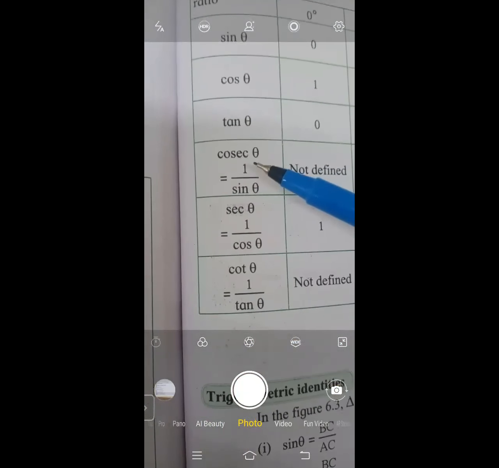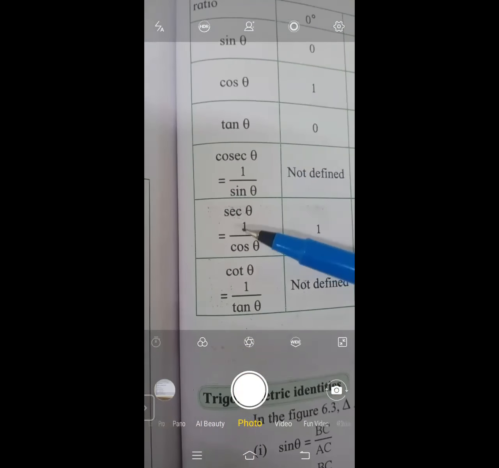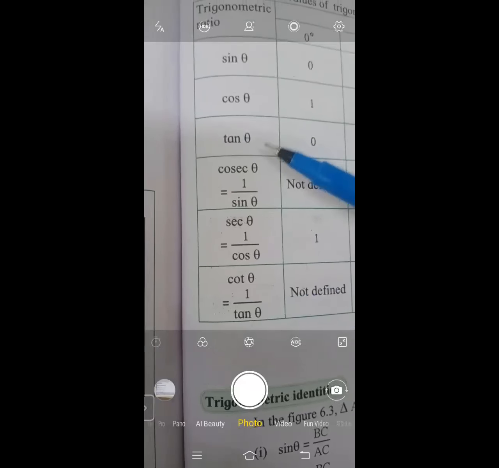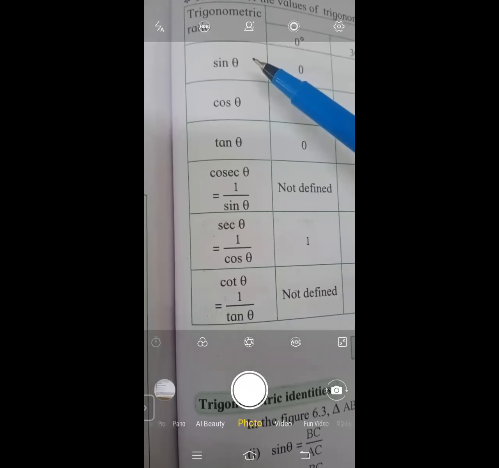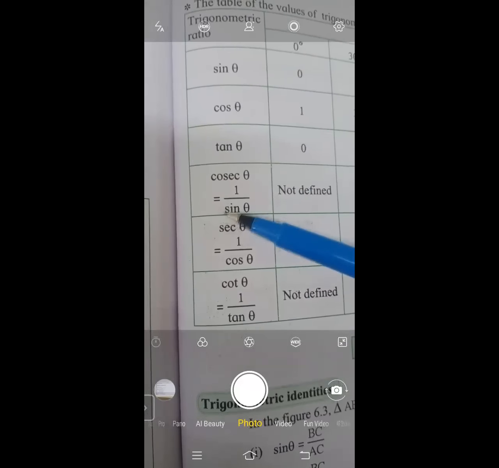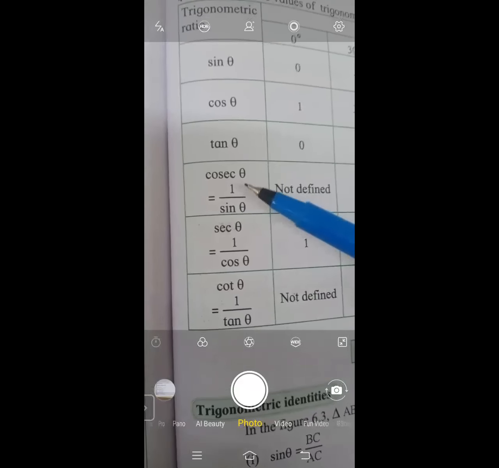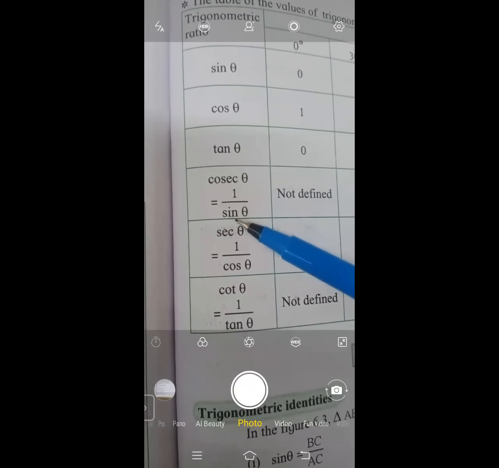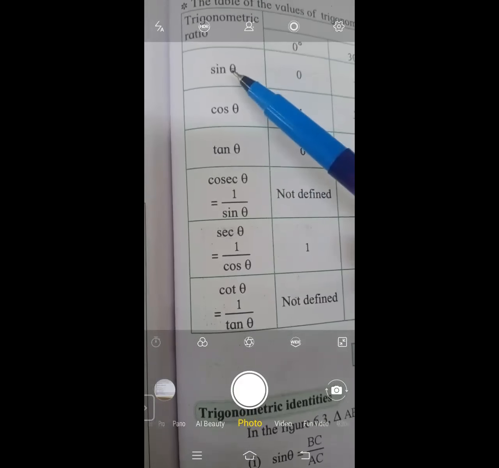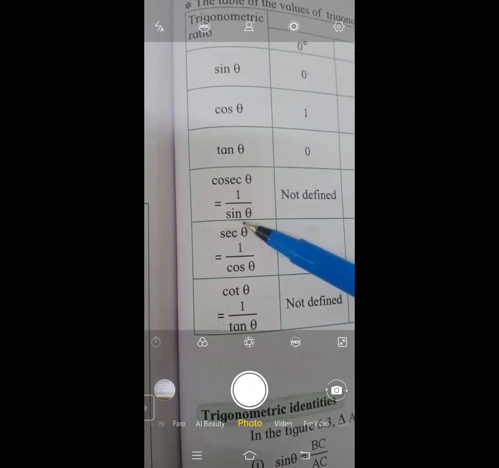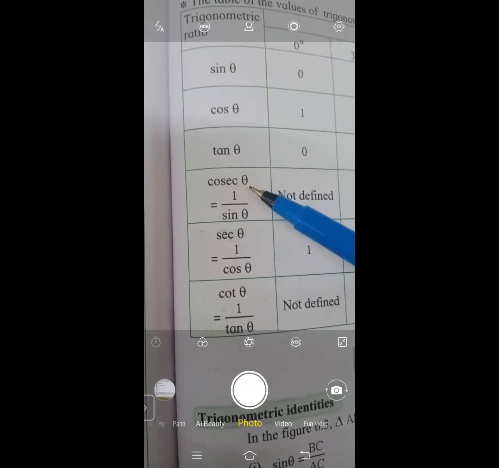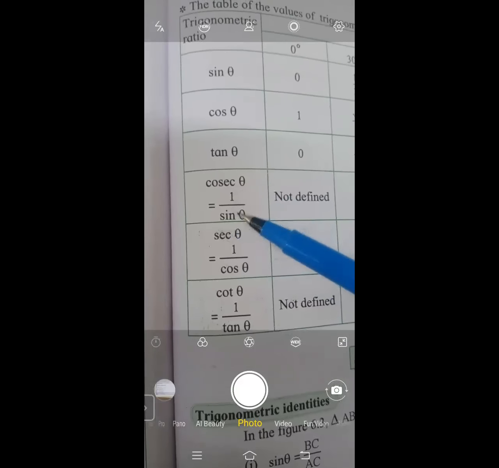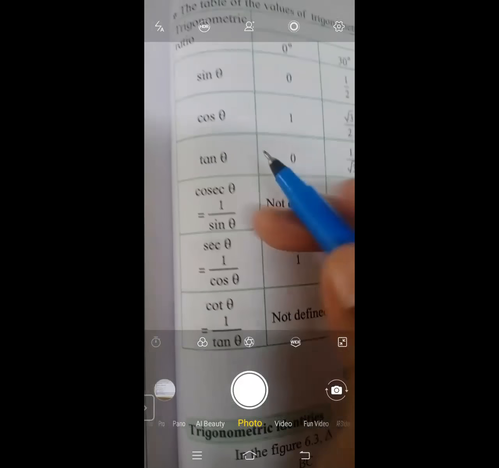After that, these three ratios, cosec theta, sec theta and cot theta, are just the reciprocal or inverse of the above three. So cosec theta is equal to 1 upon sine theta. We are just writing this ratio as 1 upon sine theta and its name is cosec theta. So cosec theta is equal to 1 upon sine theta. This is for the first one.